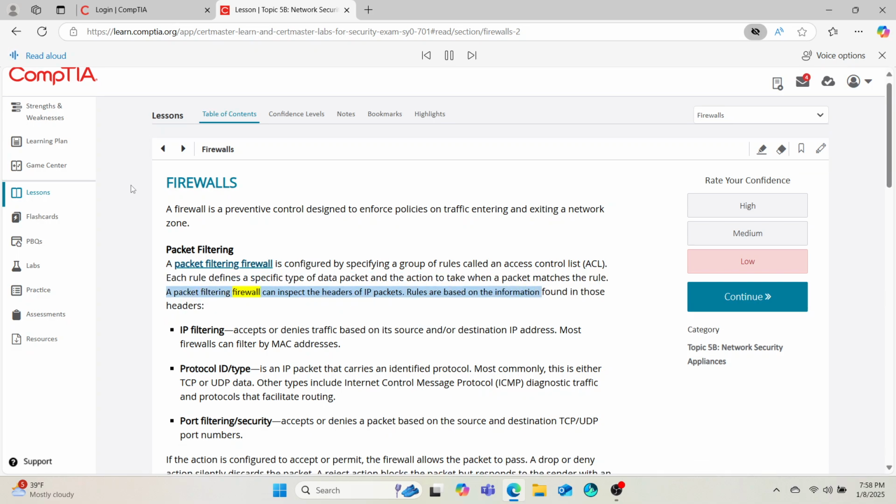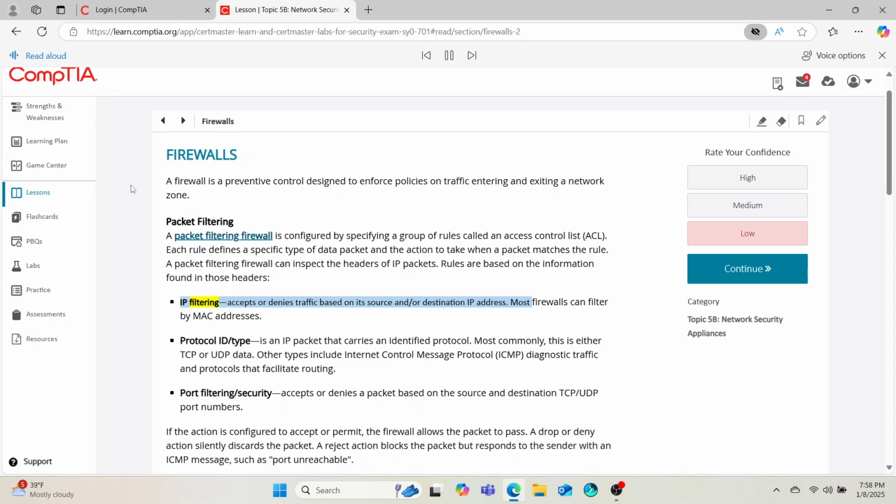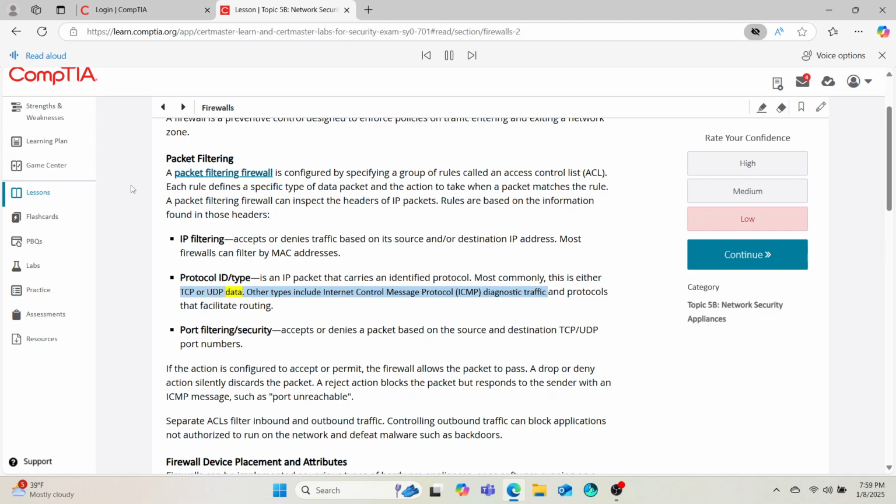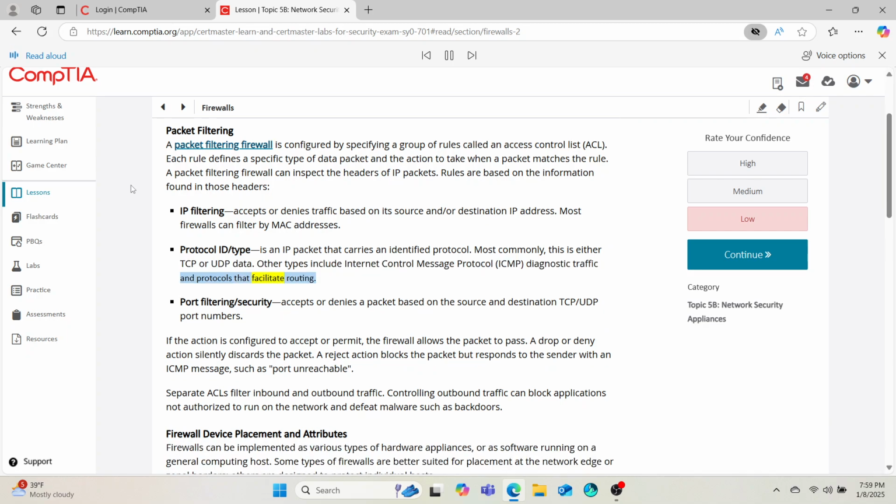A packet filtering firewall can inspect the headers of IP packets. Rules are based on the information found in those headers. IP filtering accepts or denies traffic based on its source and/or destination IP address. Most firewalls can filter by MAC addresses. Protocol ID/type is an IP packet that carries an identified protocol. Most commonly, this is either TCP or UDP data. Other types include Internet Control Message Protocol, ICMP, diagnostic traffic, and protocols that facilitate routing.